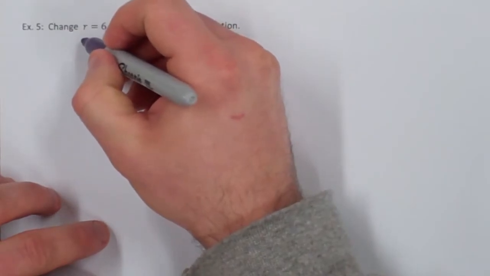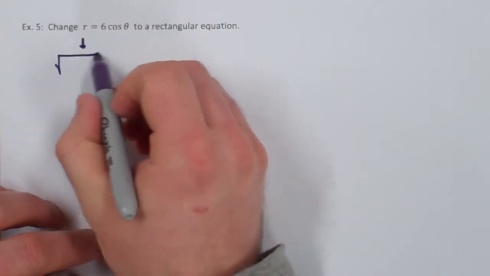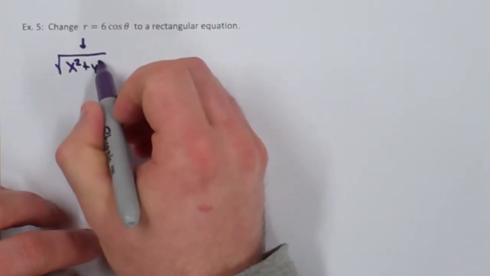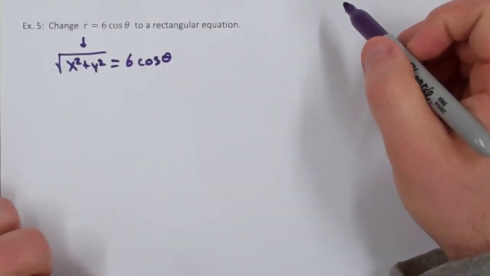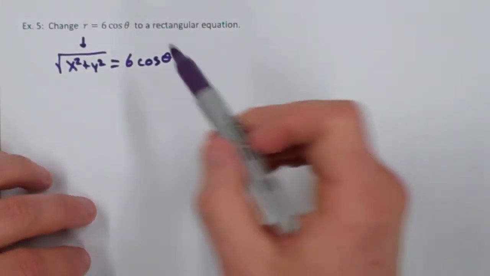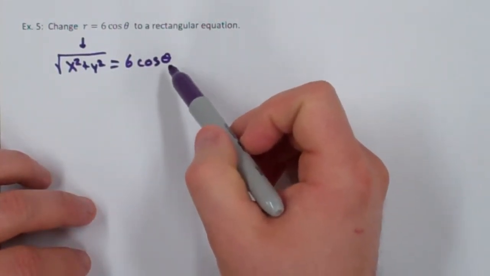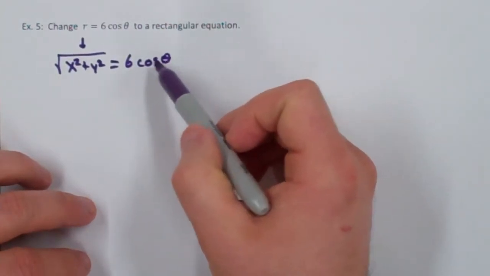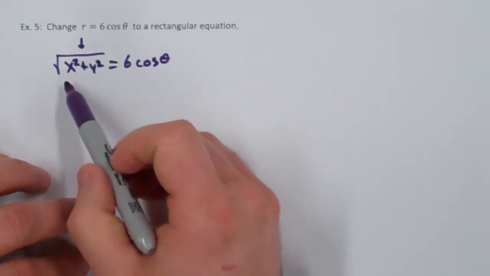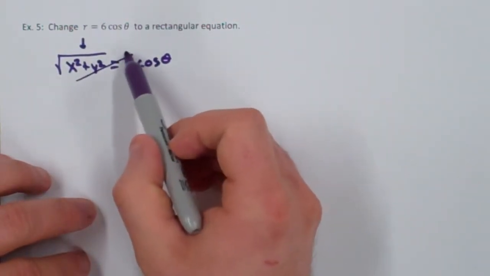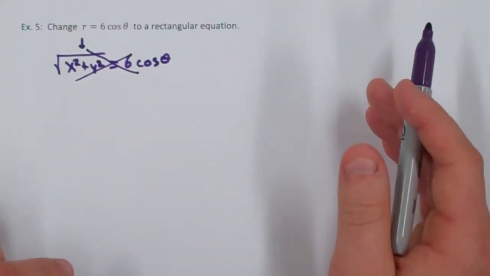Some students right away would take this r out and then try to change that out for the square root of x squared plus y squared, and that's equal to 6 cosine theta. The problem with this method, even if we square each side, is that we haven't changed out this theta here. So we've done a nice job getting rid of the r, but the theta is still there. So instead of doing this, and you're going to make these mistakes, you're going to try something that's not going to work. It's okay, just go back and try something else.